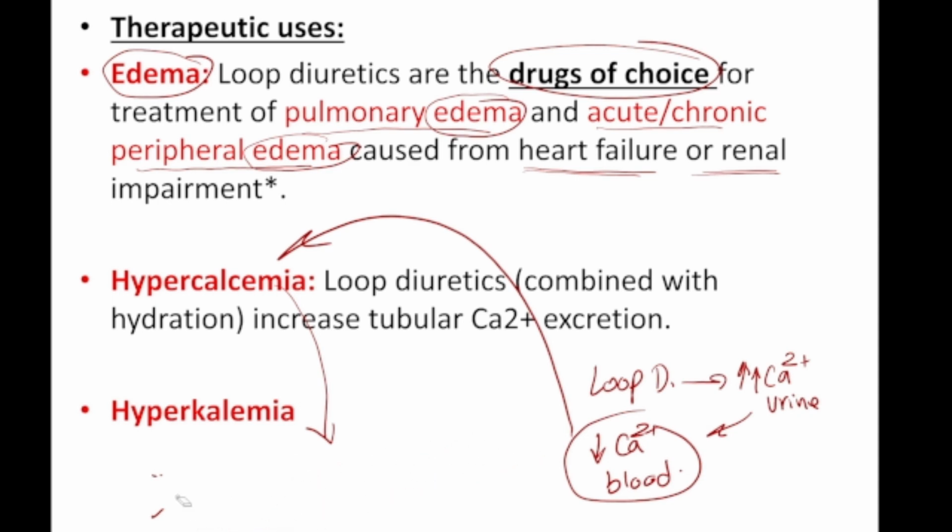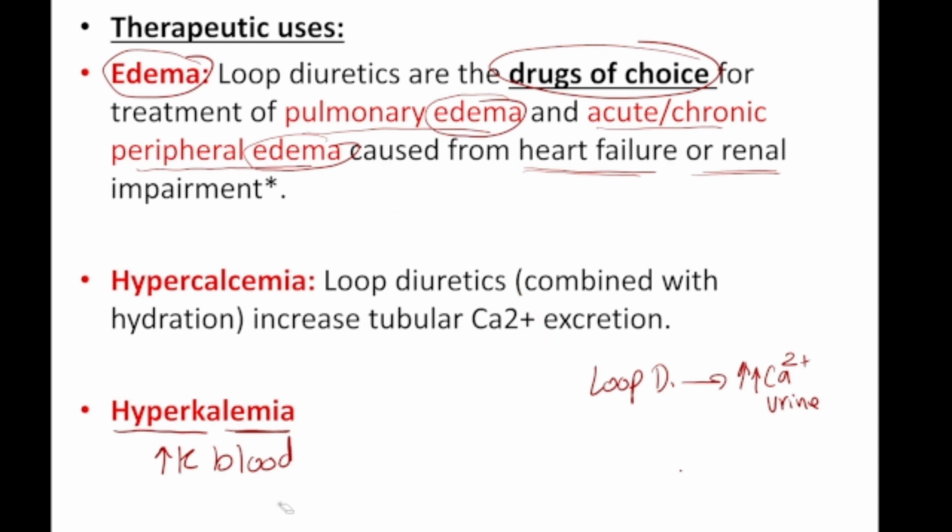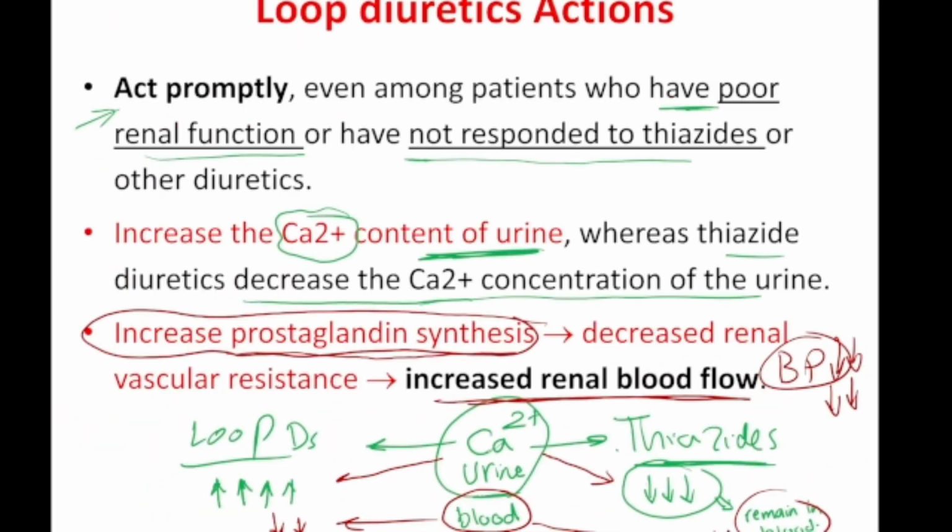Moving to the next, we can prescribe this medication to treat patients with hyperkalemia. If the potassium level is high in the blood, this medication could be used, because not only calcium, they found loop diuretic also increases excretion of potassium in the urine. So what happens to the potassium in the blood? It will be decreased. For this reason, we use it for patients who suffer from hyperkalemia.